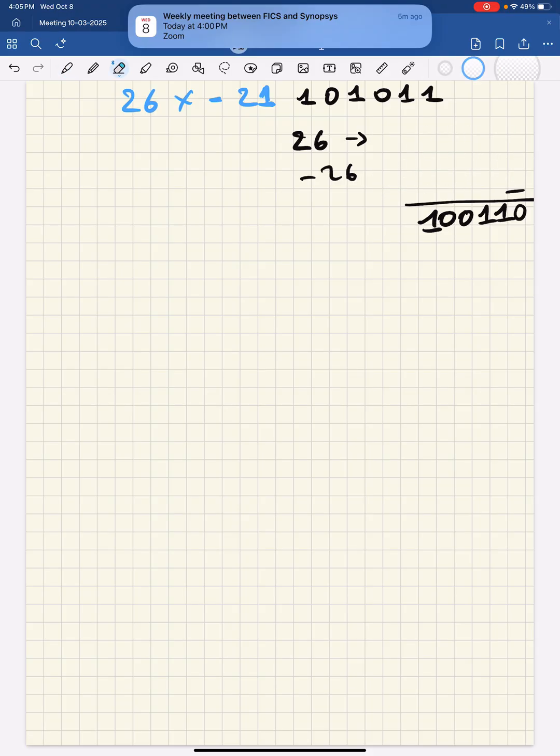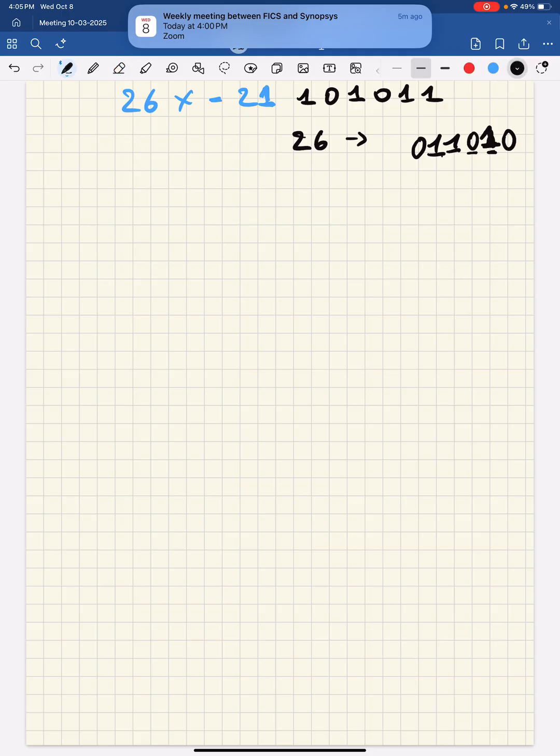So 26 is 0, 1, 1, 0, 1, 0. Since 26 is a positive number, we don't need to take the 2's complement. So let me revert that. Let's go back. The only thing we need here is the 26. Okay, let's clean up a little bit. We have 26.